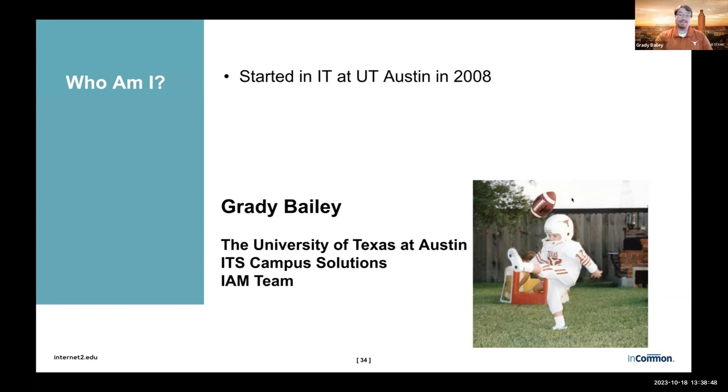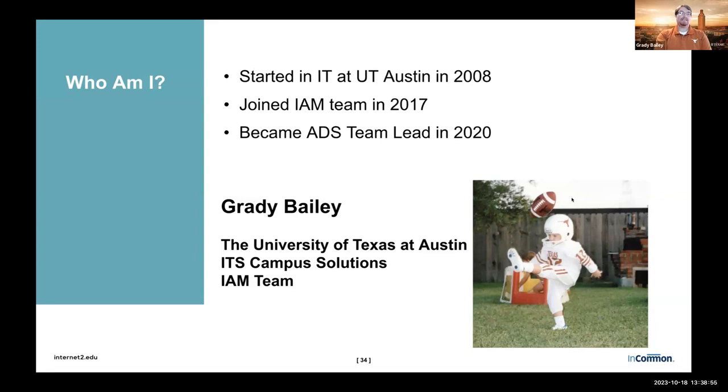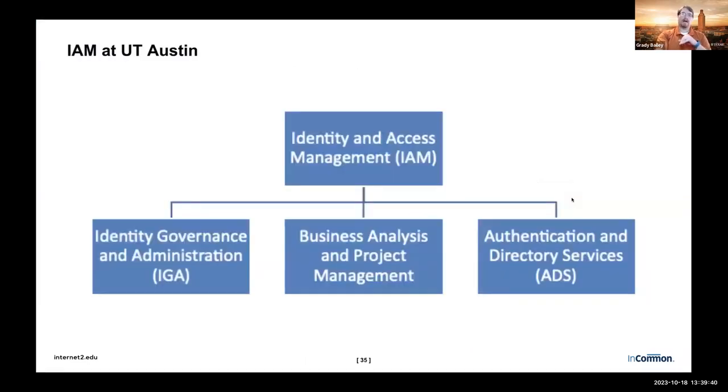I started my adventure in IT at UT Austin back in 2008. I joined the IAM team in 2017, and I started leading the authentication and directory services team under IAM in 2020. Then back in 2021, 2022, I was our liaison for the InCommon Collaboration Success Program. I facilitated communication between our team and the CSP, and our groups on campus who wanted to participate. That wasn't my first foray into the InCommon community, but it was probably what led me here today, honestly.